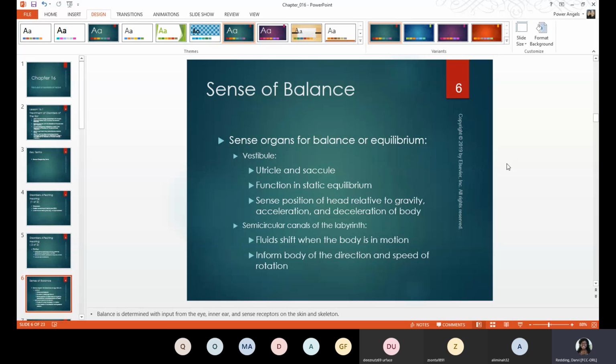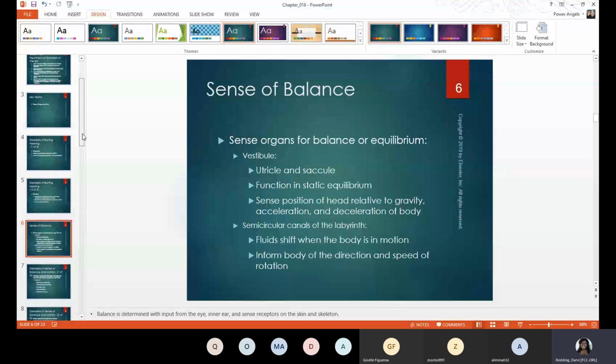So with the senses of balance, you have the semicircular canals of the larynx, and this is where the fluids shift when the body is in motion. It also informs the body of the direction and the speed of a rotation. So balance is determined with the input from the eye, the inner ear, as well as the sense receptors on the skin and the skeleton. So when we feel off balance, some of these things could also cause us to feel uneasy, because we don't feel centered.